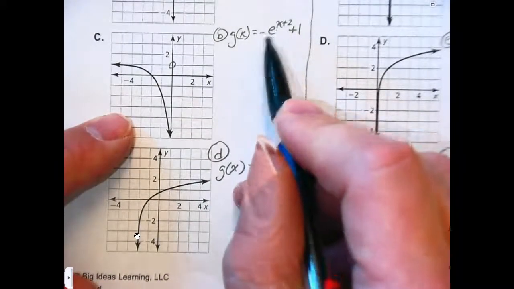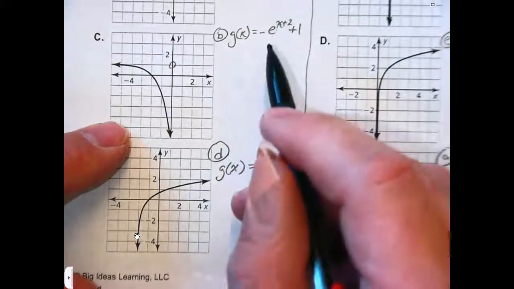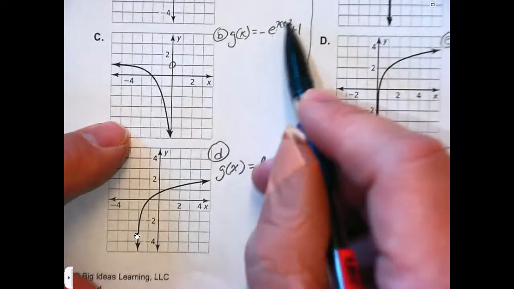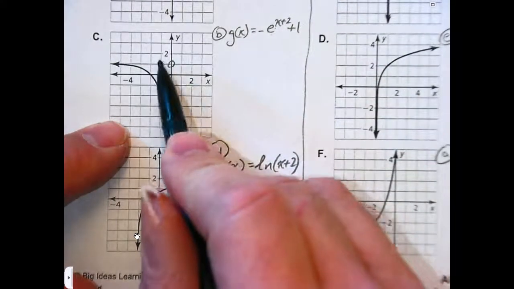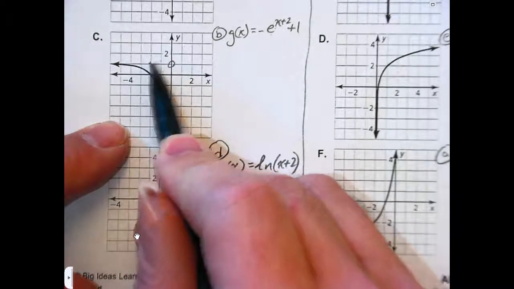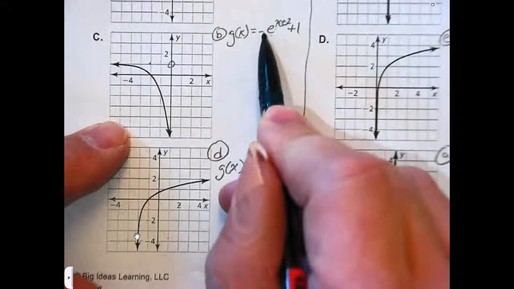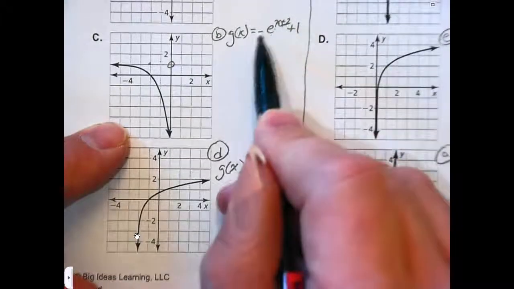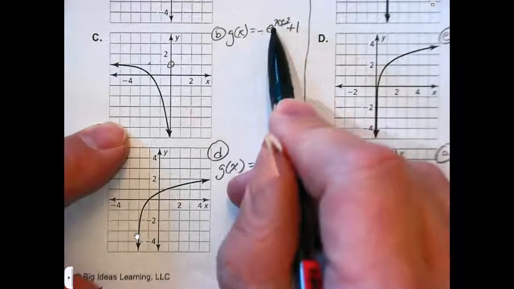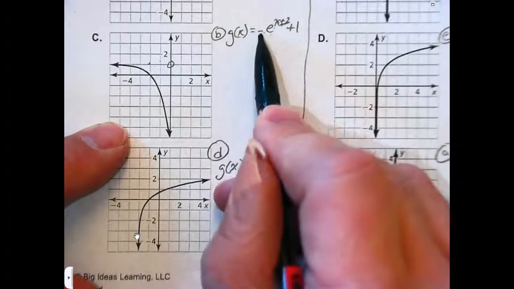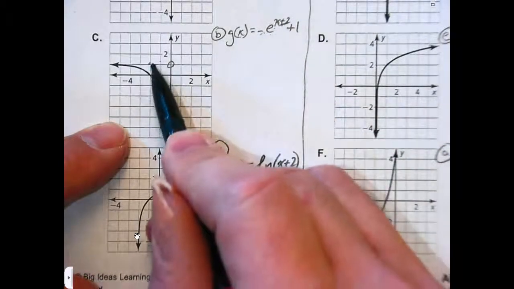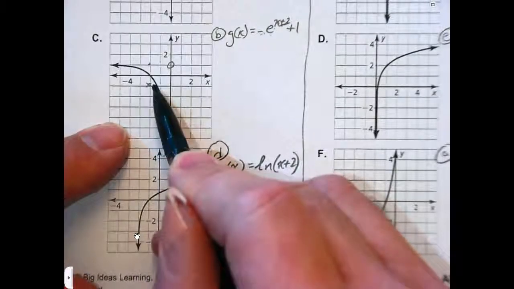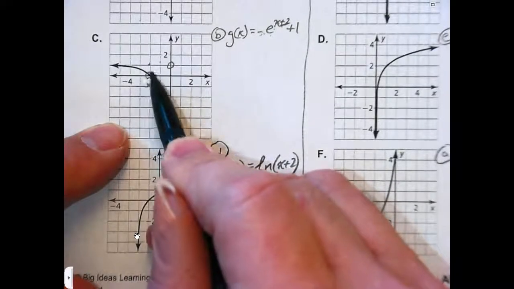What do we do to it? We go to the left 2. We're now there, and then what? That's that. We've got to do something else before we add 1. We reflect it, so work your way inside out, reflect it over the x-axis, so now it's down here, and now what? Go up 1. We're there.